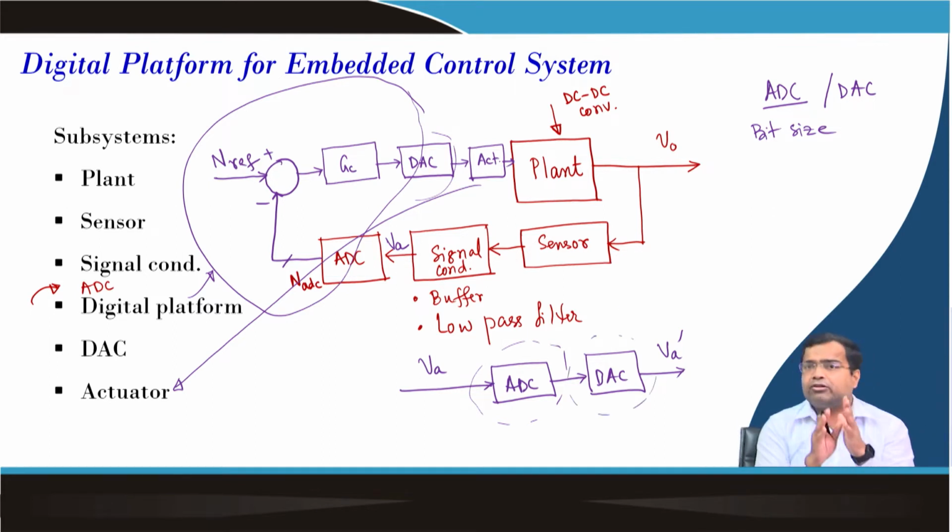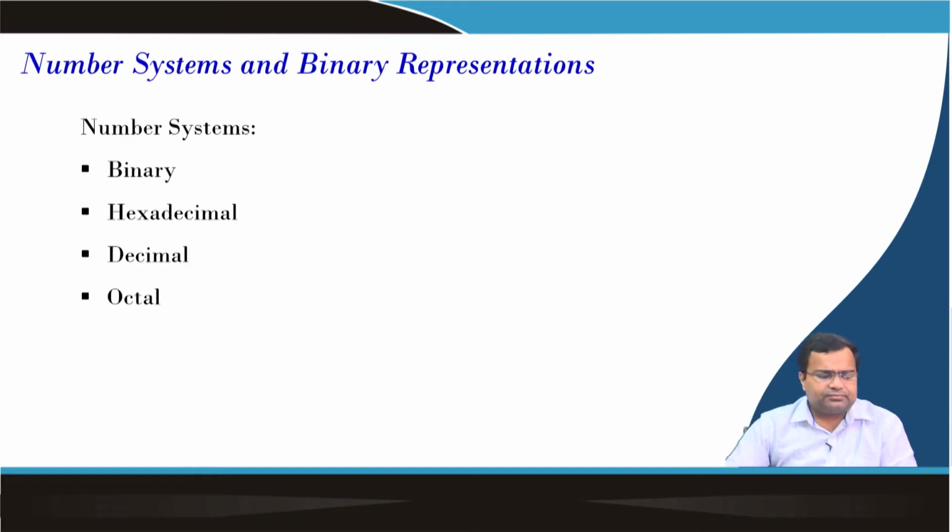So, the actual analog signal has infinite resolution, but when it passes through ADC and DAC, it will have a finite resolution. So, naturally this V A dash will have some difference from V A in terms of the quantization limit. So, that also we are going to consider. So, here in the binary system, we are talking about the number that we are accepting as the output of the ADC, that means an analog to digital converter, which we are going to see soon, and the output of the ADC is a binary number.